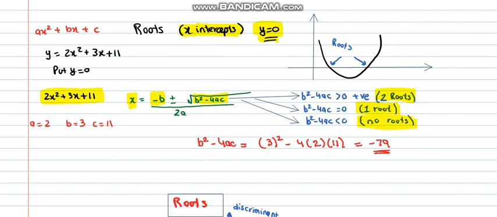If the value of b squared minus 4ac is positive, or greater than 0, then there are two roots. If this value equals 0, then there is one root, and if this value is less than 0, then there are no roots at all. So if we check b squared minus 4ac, 3 squared minus 4 times 2 times 11 is negative 79. So what we can conclude is that the equation 2x squared plus 3x plus 11 has no root at all. It is in fact above the x-axis. If this graph had been a cup downward curve with no roots, then the curve would be below the x-axis.